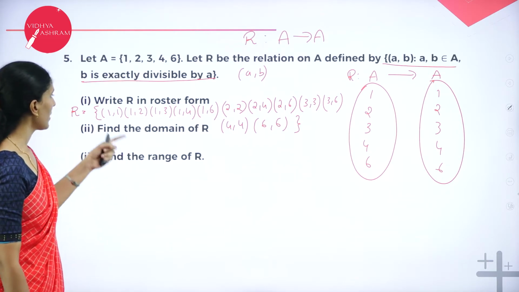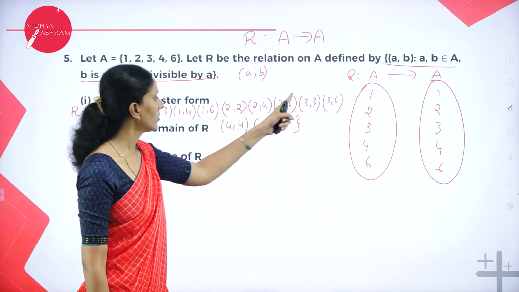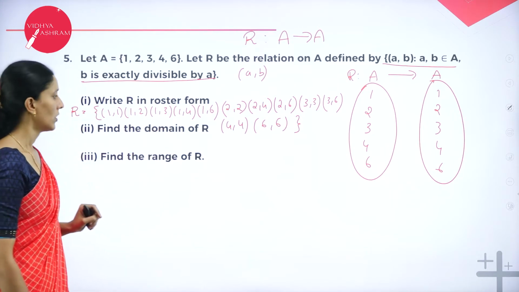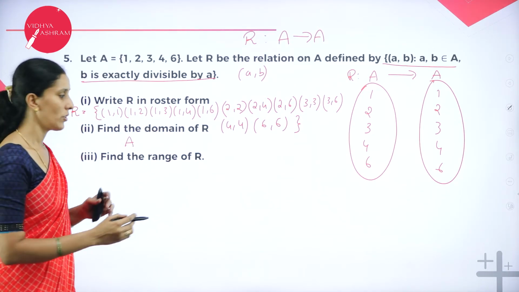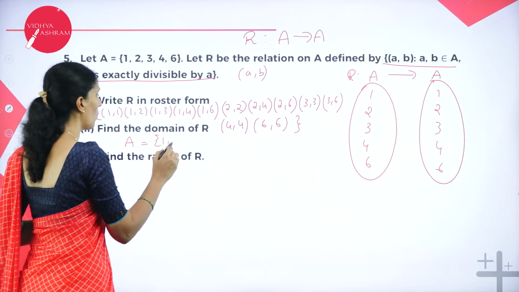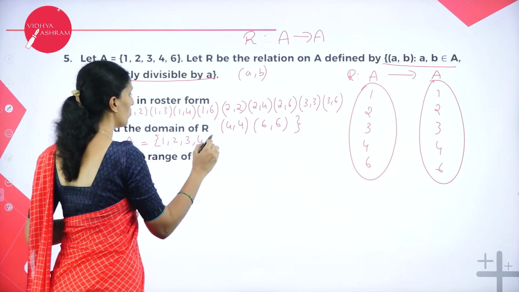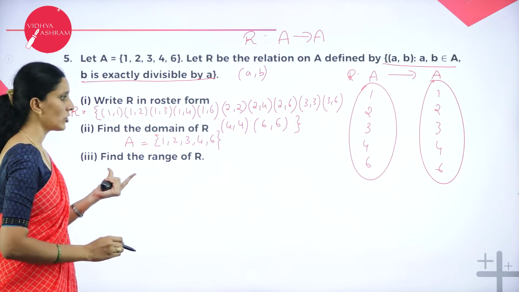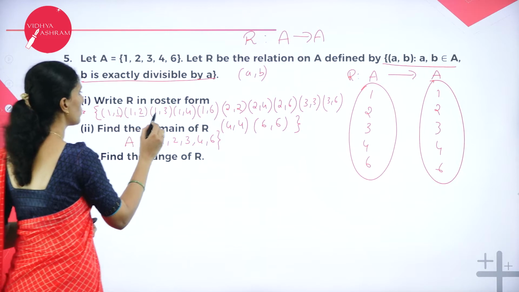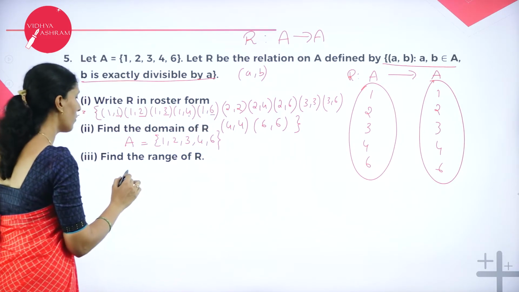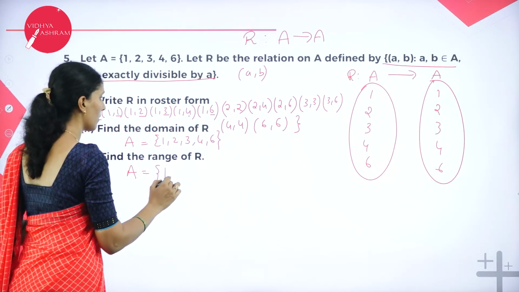Then what are all the domains? We have 1, 2, 3, 4, 6. Therefore your domain is the set A itself because you can write all the elements 1, 2, 3, 4, 6. What is the range? Range is again the same, 1, 2, 3, 4, 6. You can see 1, 2, 3, 4, 6. Therefore your range is also A.